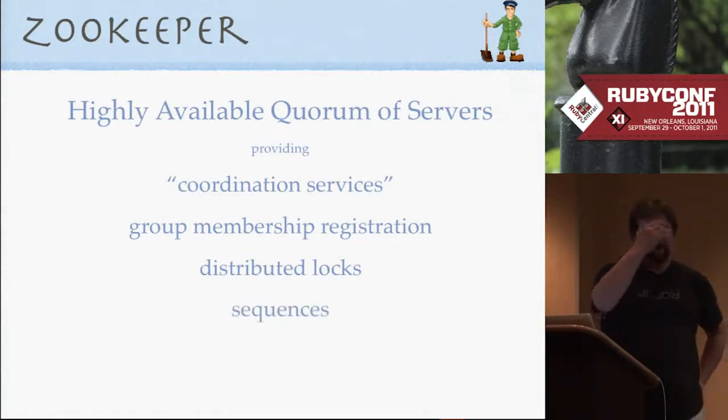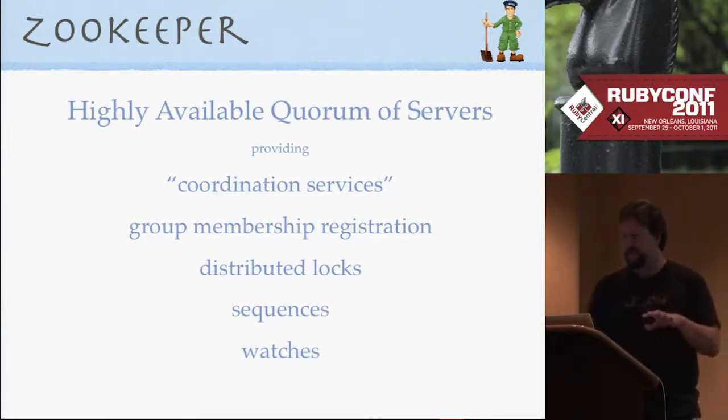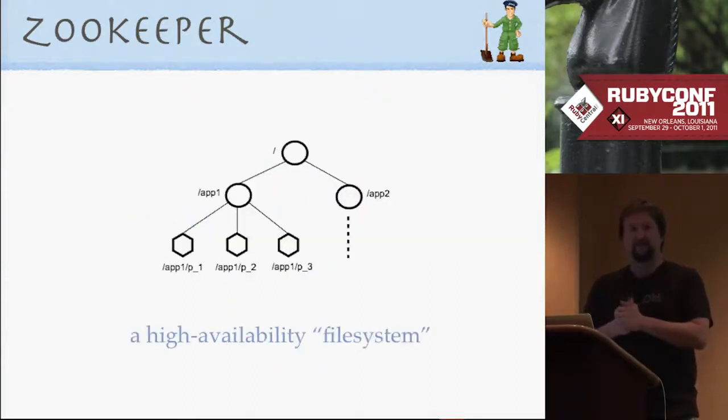Sequences, to make things run in sequence, sort of a queue, or if you want to generate numbers so that everyone has the same number, with increasing numbers. Watches: this is sort of like the distributed locks, where I'm going to wait and watch for something to happen, and when it happens, I'm going to get notified. Well, that notification could be between machines. In short and sweet, Zookeeper is a highly available file system.